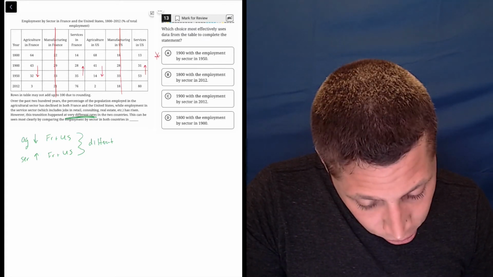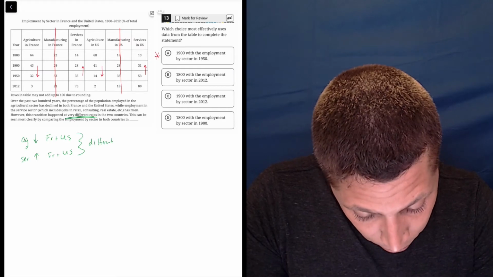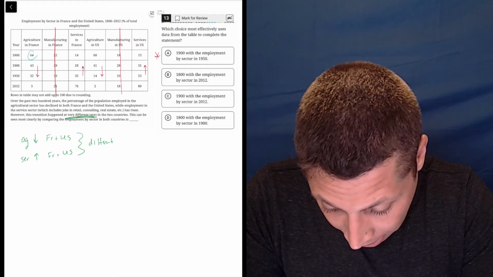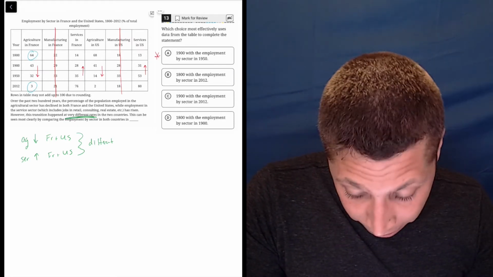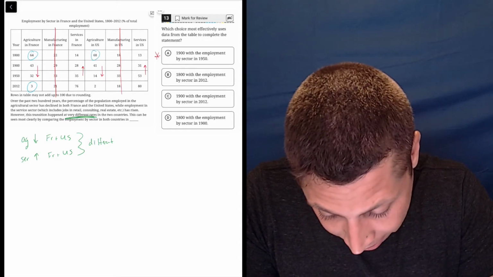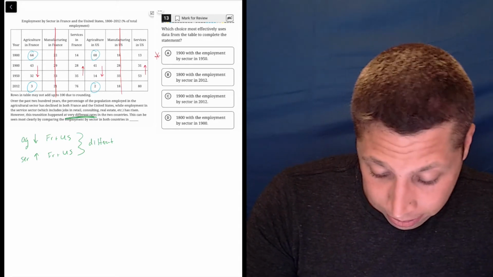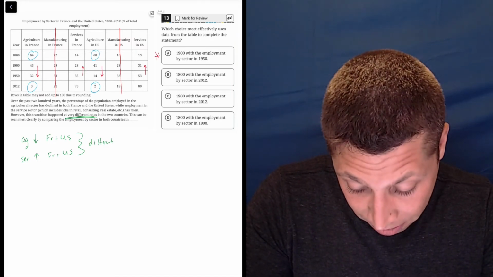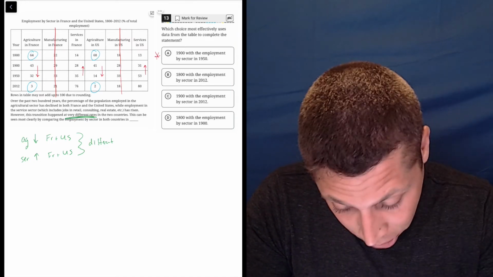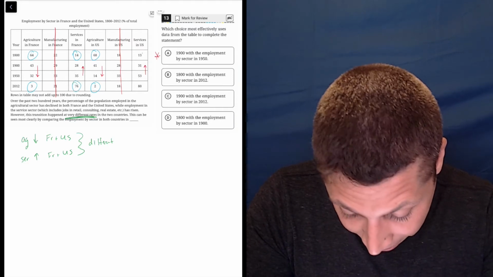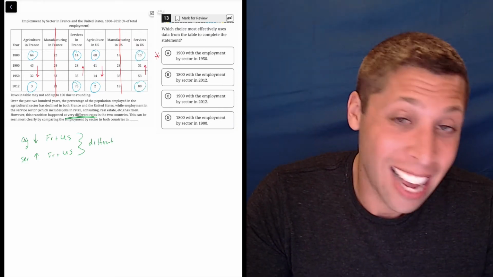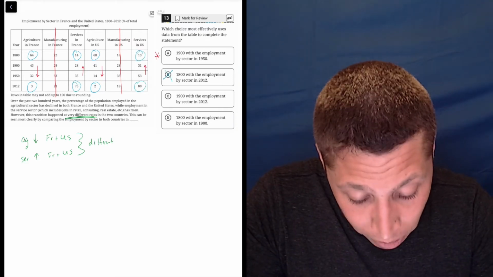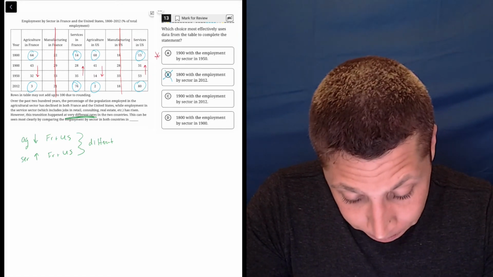Let's see, 1800 with the employment by sector in 2012. So 1800, 2012, definitely going down. And in the US, it's kind of going down the same, right? 68 to 2 versus 64 to 3. Those seem the same to me. Let's look at services, right? 14 to 76 versus 13 to 80. I would say that that's basically the same rate, so I don't think that that's going to be the answer.